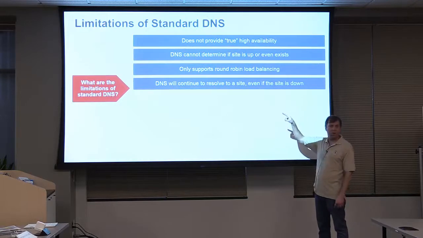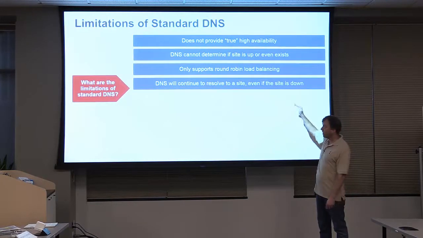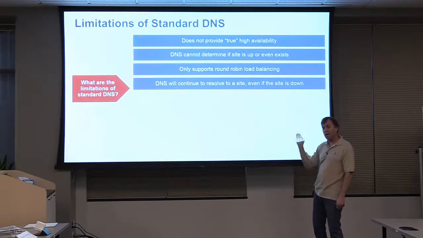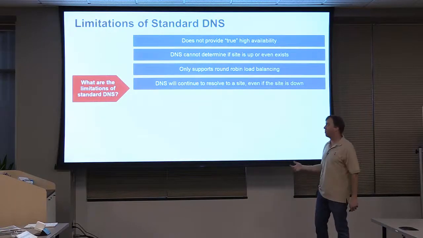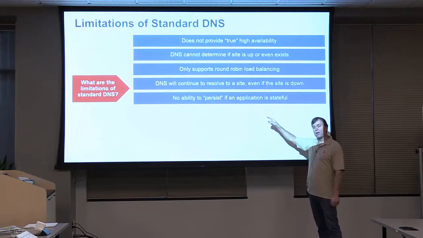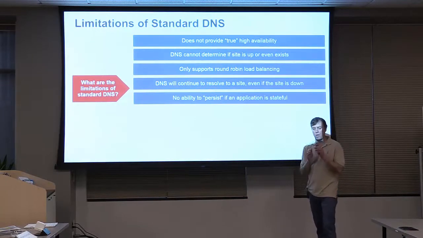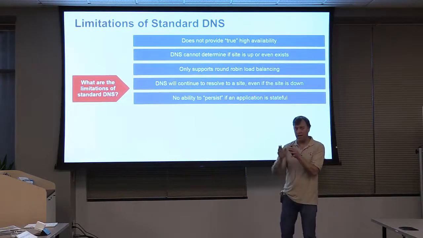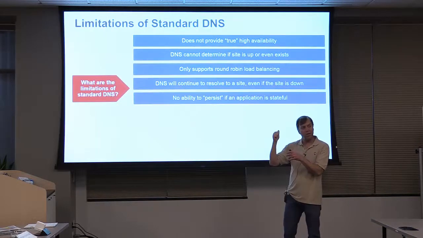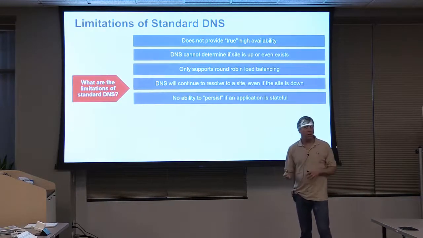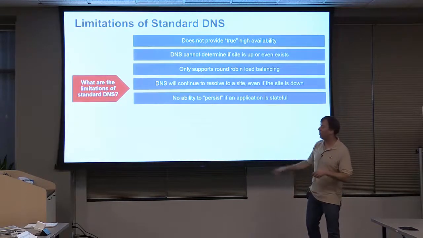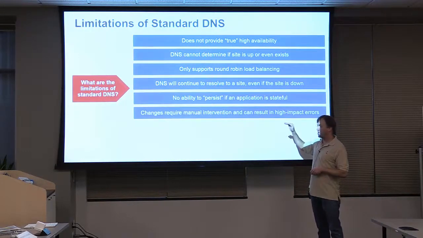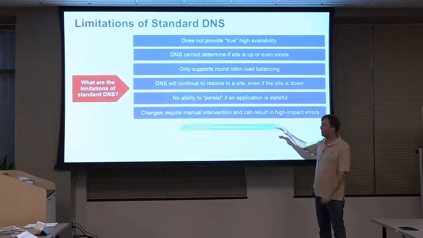It really only supports round-robin load balancing. You can't change over very easily. There's not an easy way to do that. It's more of a manual process. You can't really do anything with persistence. If you want this client to go here and then keep sending them there, in traditional BIND or DNS, the round robin may direct them to another site. So there's no real ability to persist. Manual intervention we already talked about.